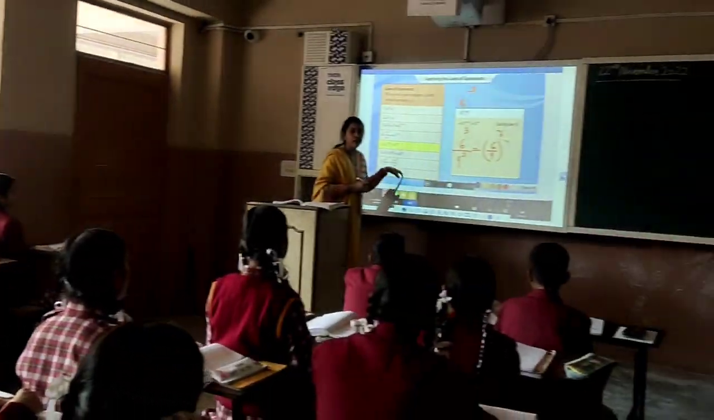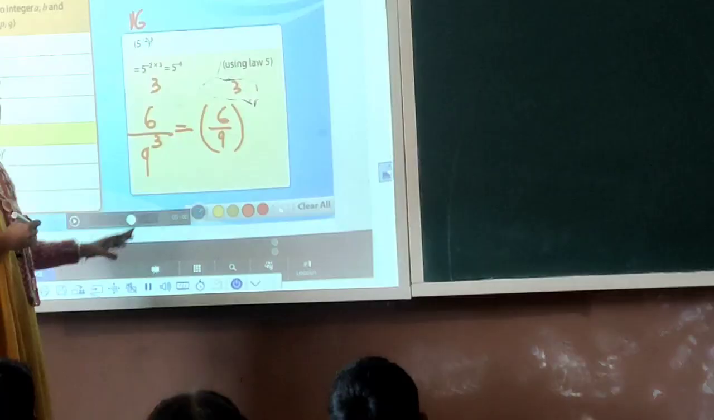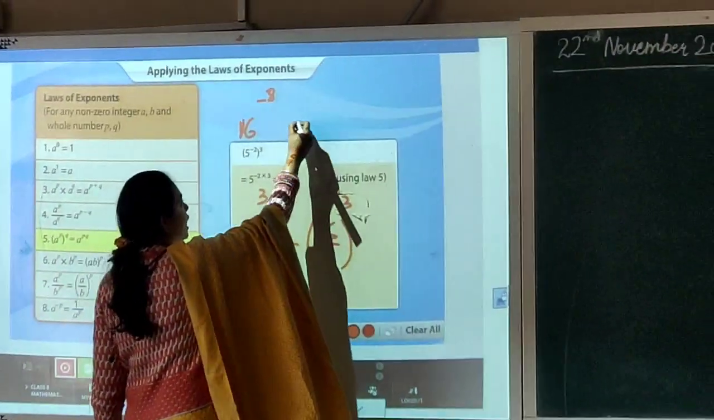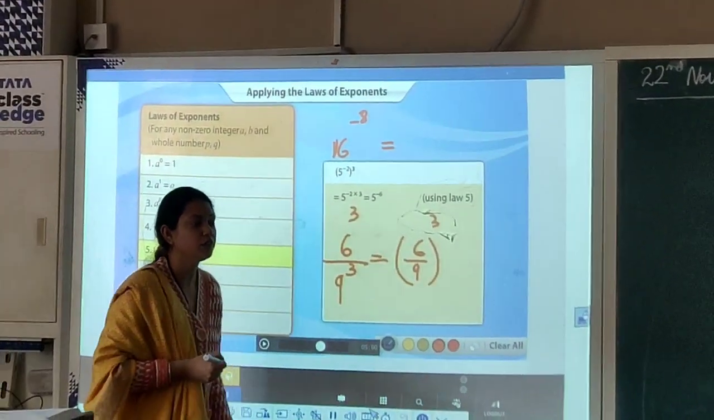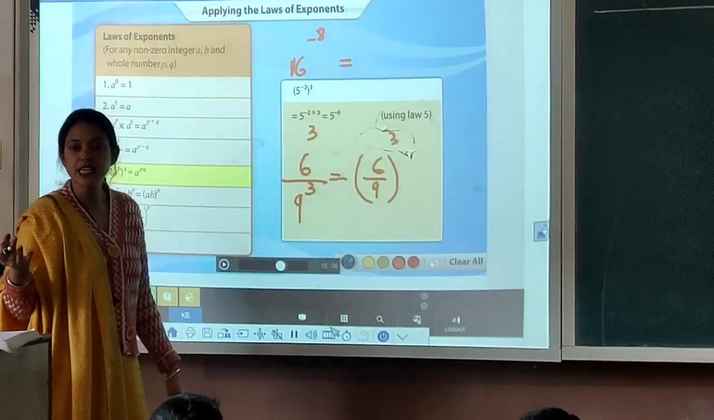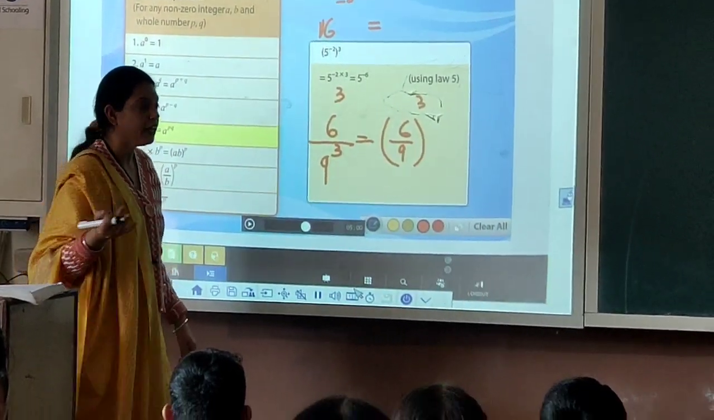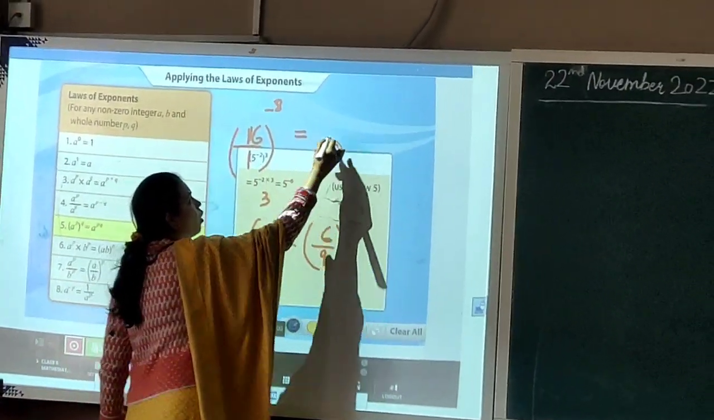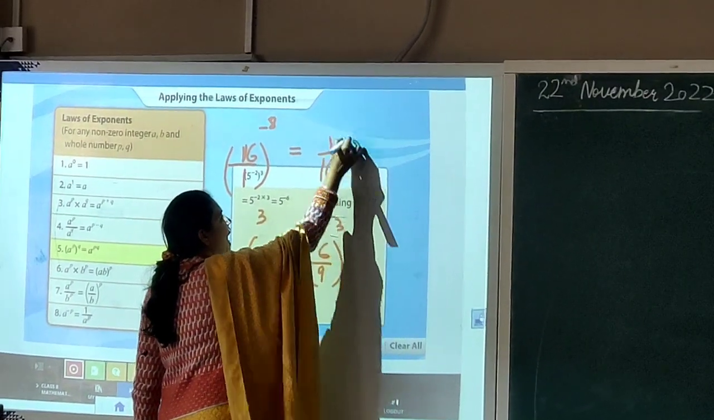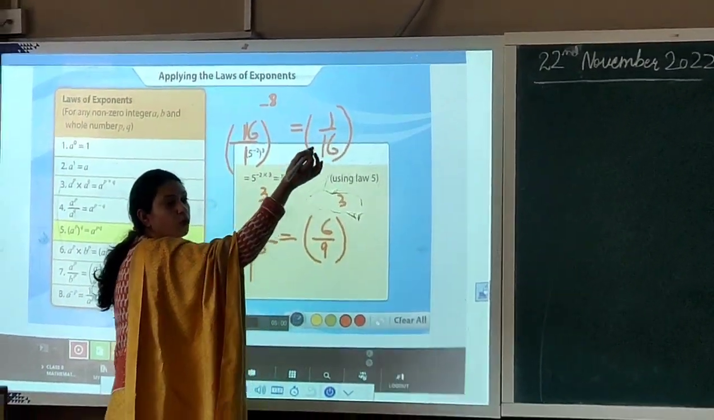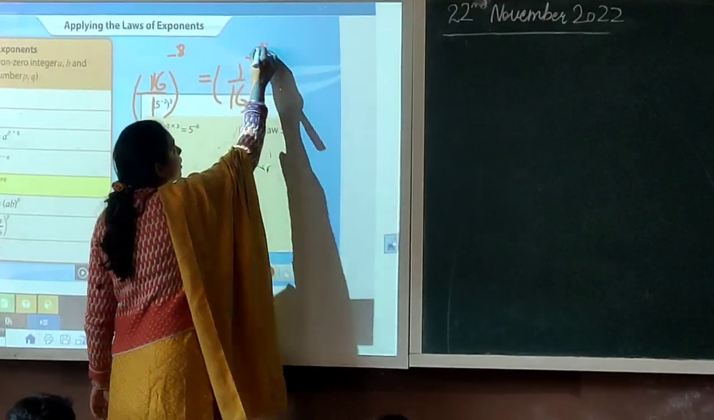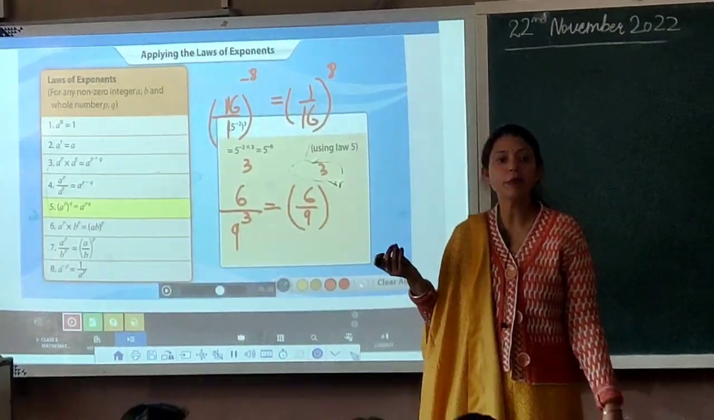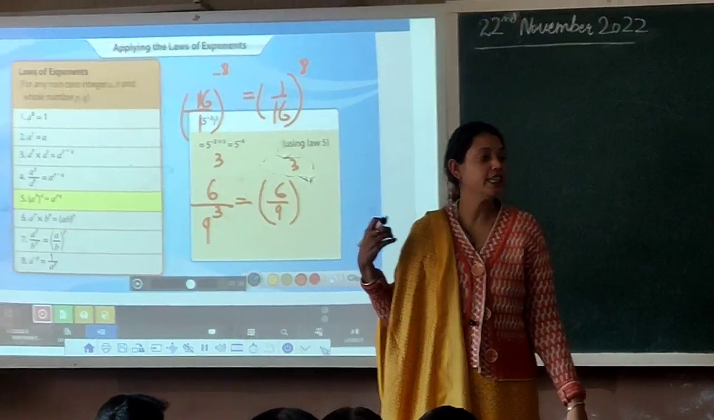According to this law, firstly I will take the reciprocal in order to make the power positive. So what is reciprocal of 16? 1/16. 16 doesn't have anything in denominator, so you must write 1 here. So reciprocal become 1/16. And this negative sign change into positive 8. Is it clear to all? Yes, ma'am. I have taken very simple examples so that you can easily understand that.